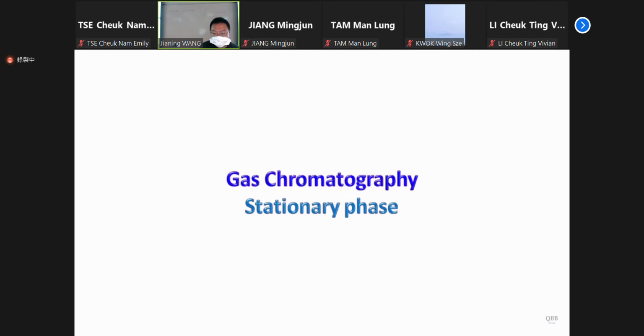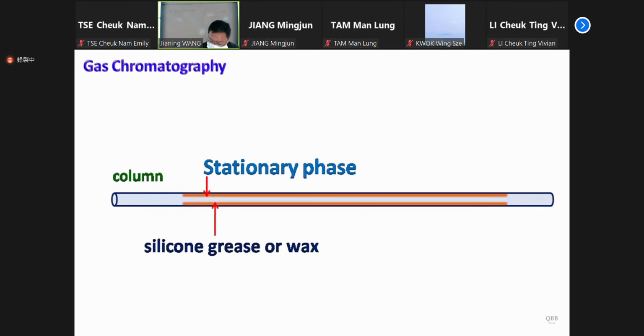The stationary phase. The stationary phase is packed in the inner wall of the column. The stationary phase is made up of silicone grease or wax, which can withstand a high temperature.